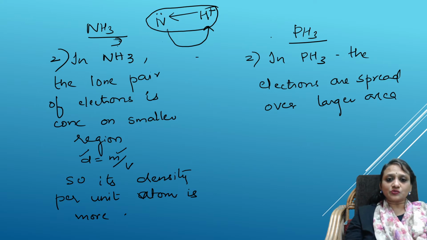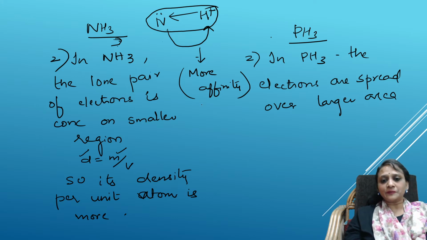When it pulls towards itself, what is going to happen? Yeah, more affinity, correct, students? More attraction. It's a very small area. Perfectly, proton wants the electrons, nitrogen also pulls the proton, and more affinity.